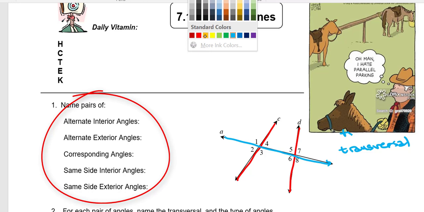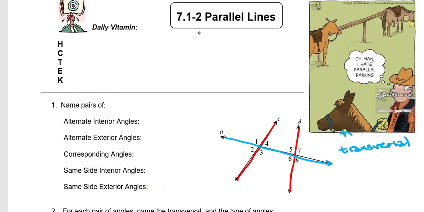different types of angles. So the first thing here is you have to know that the angles that are in between the two lines that we're talking about are interior angles. The ones on the outside of the two red lines are called exterior angles. And when I look at the transversal, angles that are on the same side of the transversal are same side angles, and ones that are on opposite sides or alternate sides of the transversal are called, in our book, alternate.